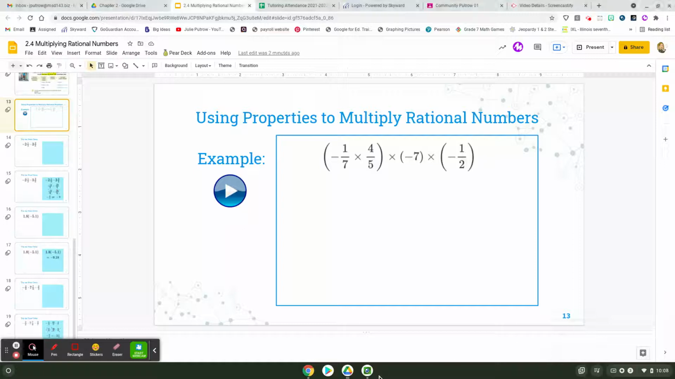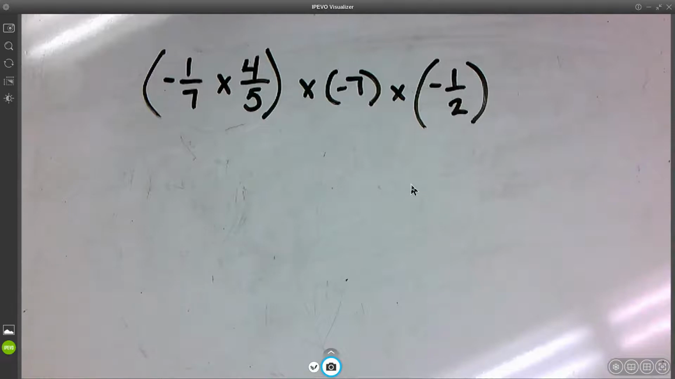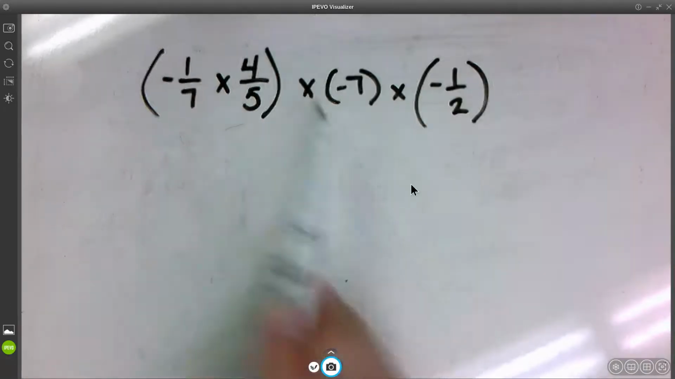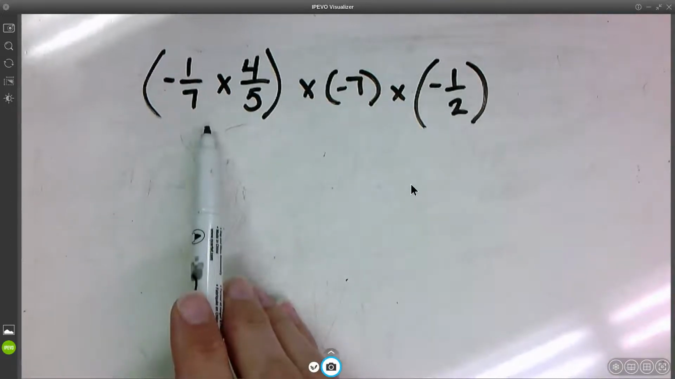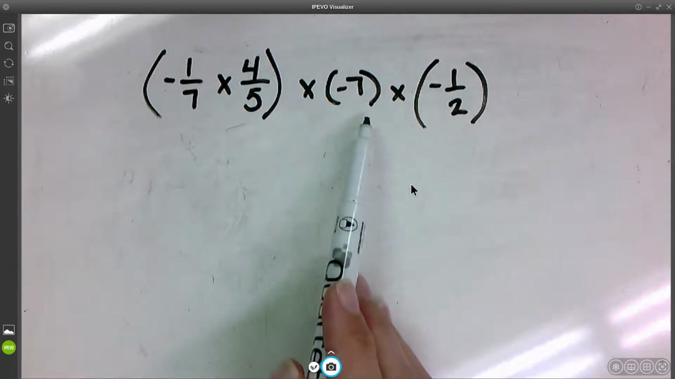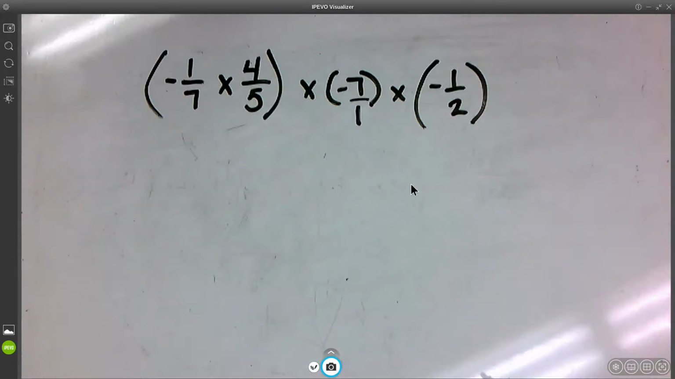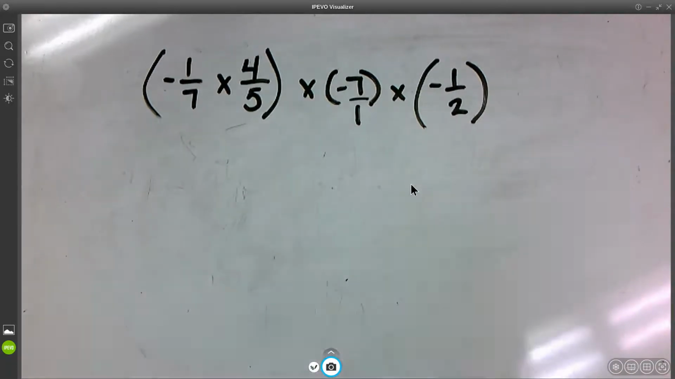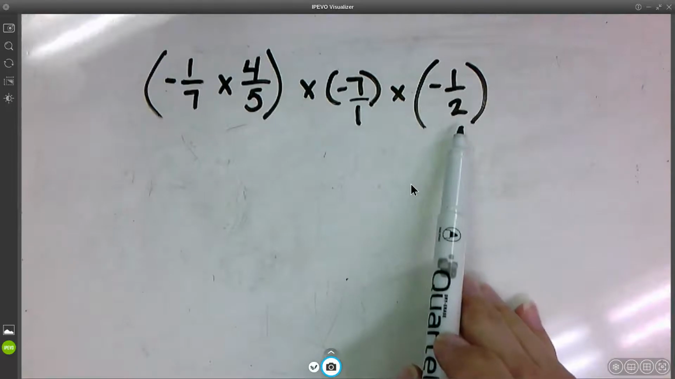This problem here is interesting. So I'm going to go ahead and switch over to my camera so we can watch how we can solve this. This is literally three multiplication problems. One just happens to be inside parentheses, and then we're times a whole number, which we know is always a fraction over 1. So I can turn that into a fraction if I want, since that's what we're dealing with. And then we have times a negative 1/2 here as well.